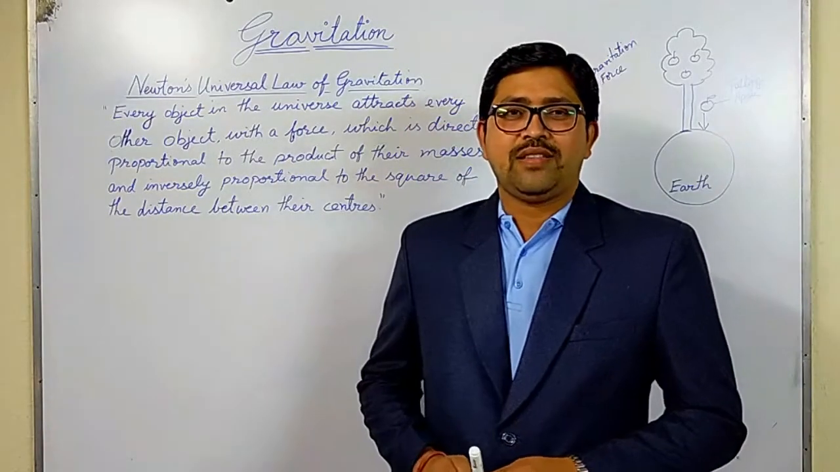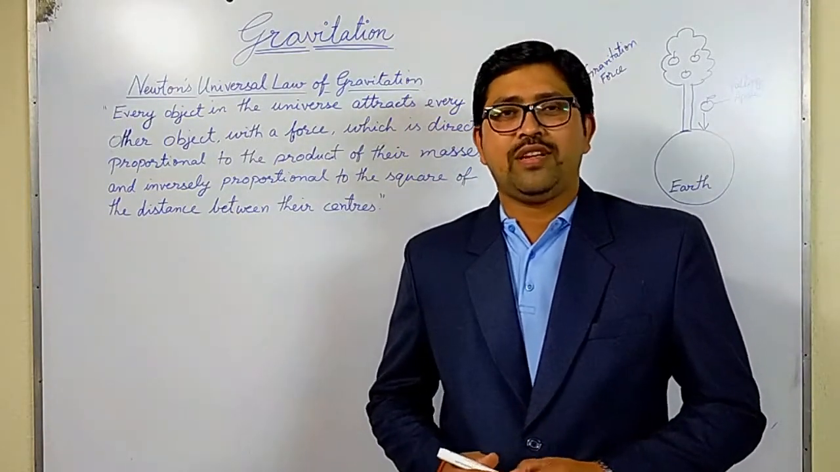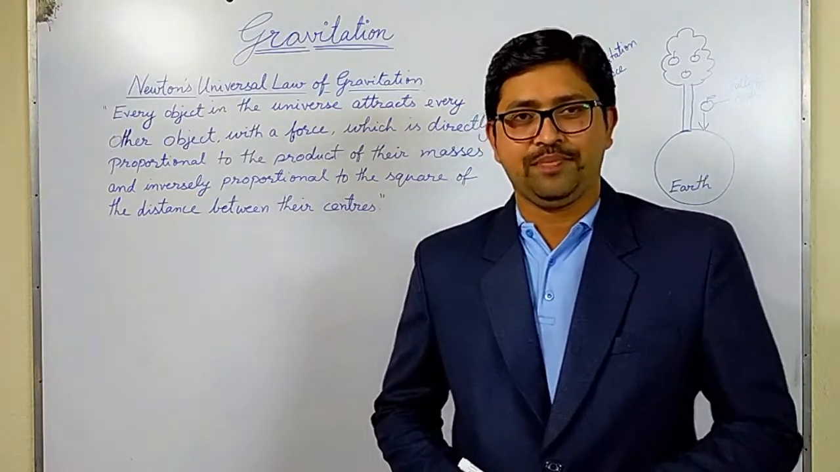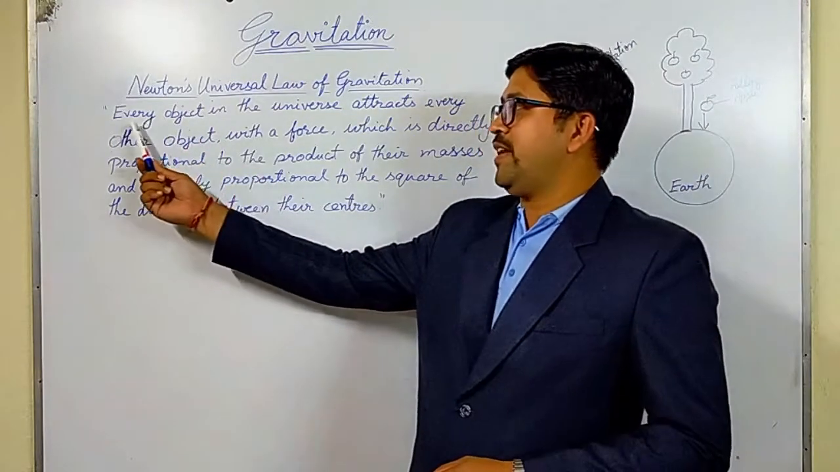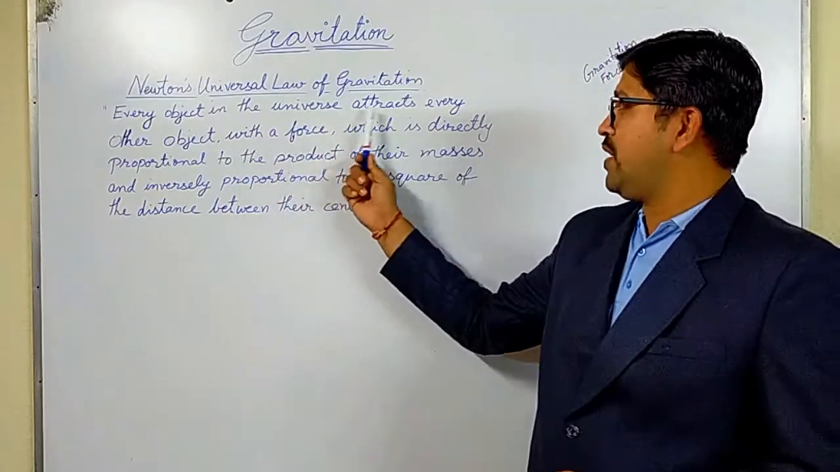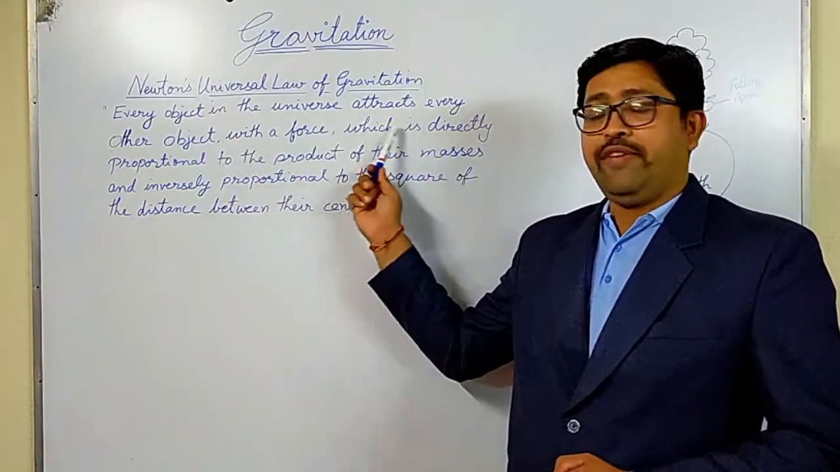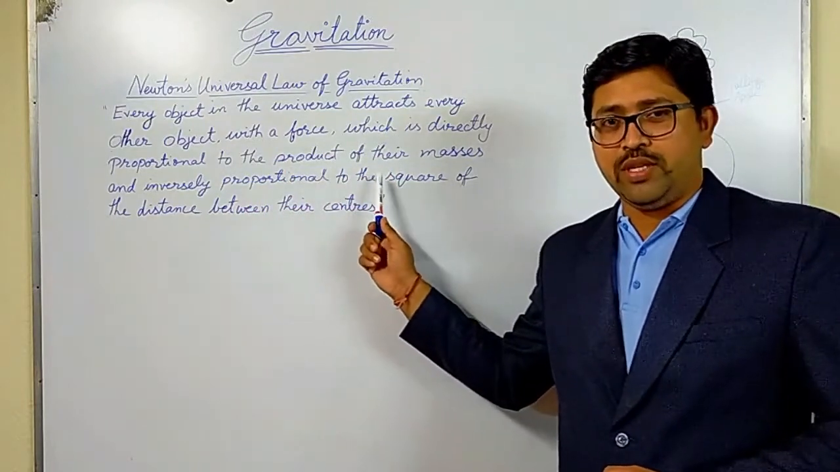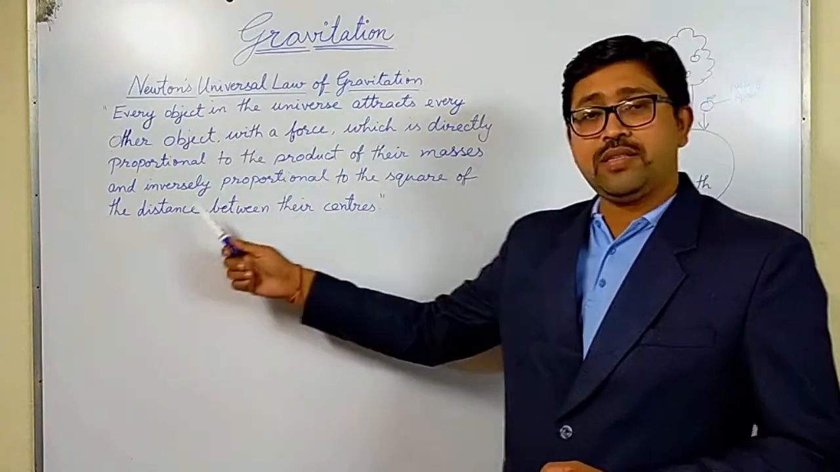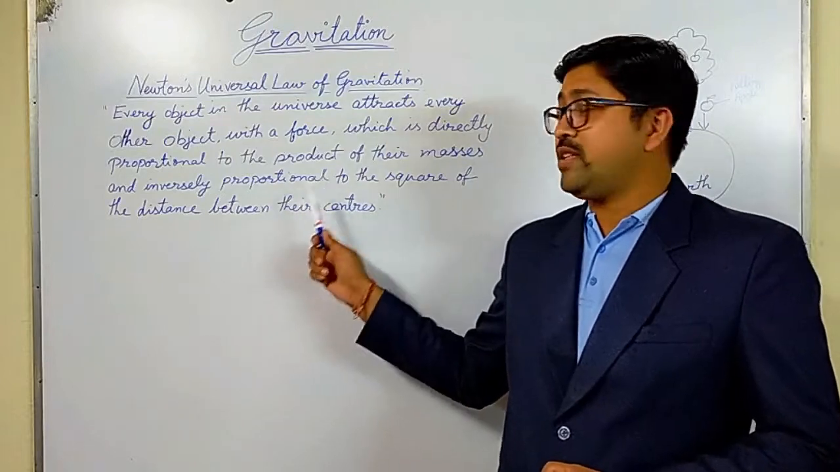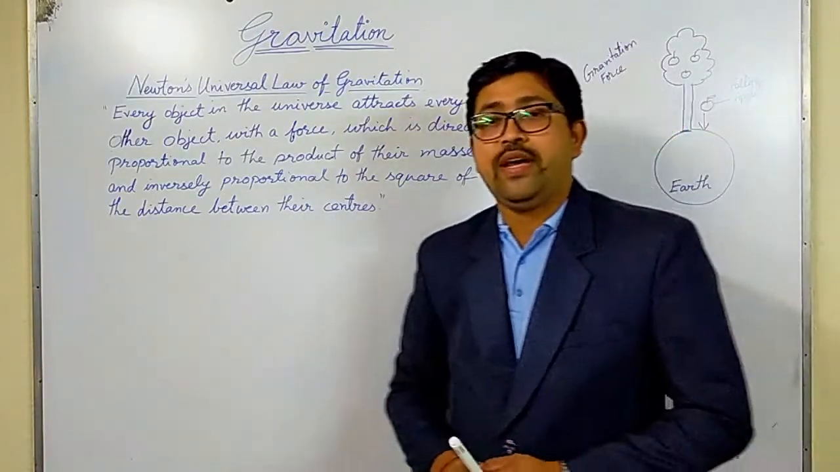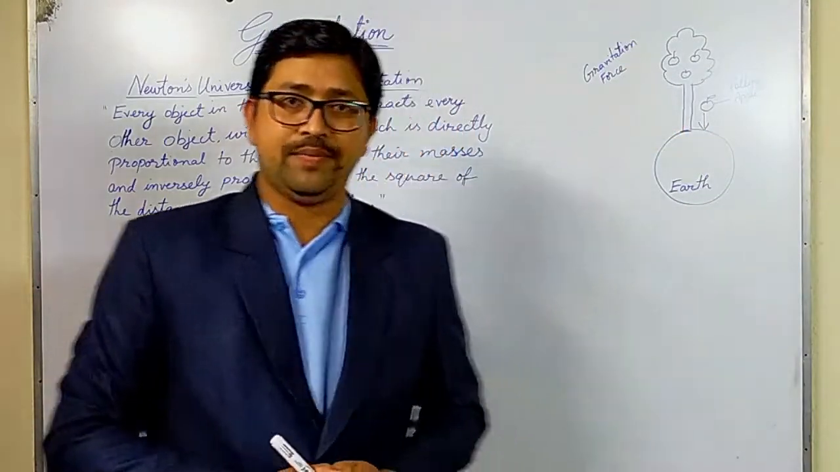Now, let us see what is the universal law of gravitation stated by Newton. The law states that every object in the universe attracts every other object with a force which is directly proportional to the product of their masses and inversely proportional to the square of the distance between their centers.